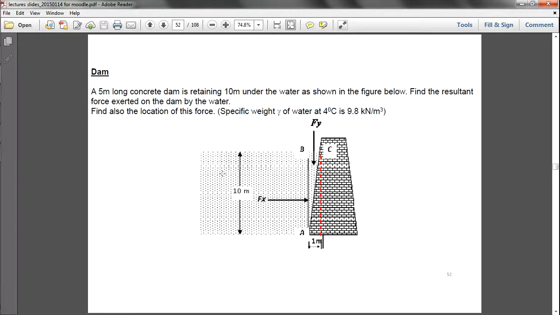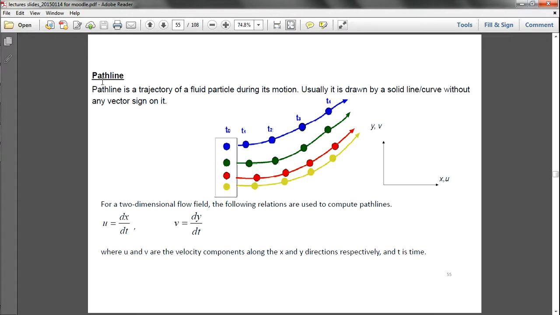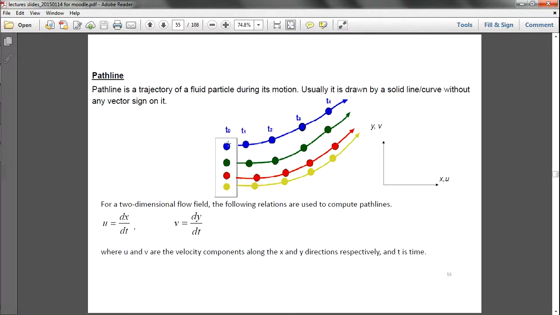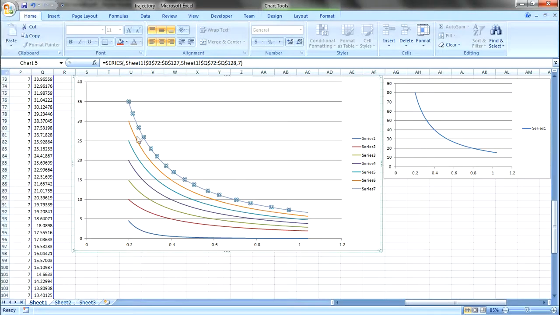Okay, and then we start to talk about flow visualization. So you just need to know streamline and pathline. So pathline is the trajectory of a fluid particle at a different time. So as you can see, this one should be path lines. Okay, this one should be path lines.